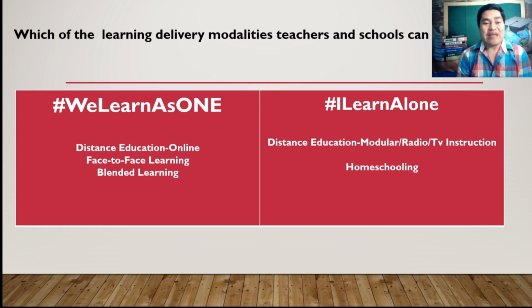One is hashtag We Learn As One versus hashtag I Learn Alone. So, under hashtag We Learn As One, you can choose distance education online, face-to-face learning, and blended learning. Why did I put it in this category? Because when we learn as one, there's a collaborative effort between students and teachers. They are learning together, either online or offline. They are together in it. There's a direct supervision of teachers.